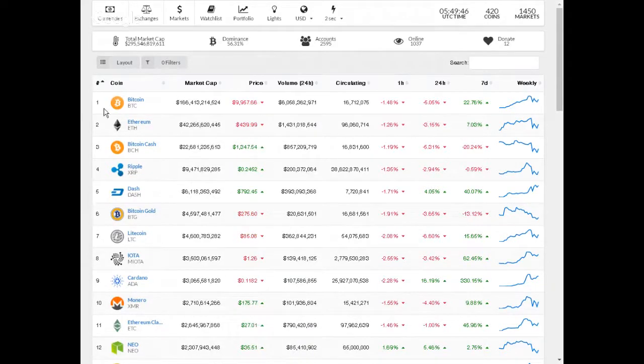Okay, let's take a look at Ethereum. Let's just take a look at the week, at a weekly. Even if we took a weekly period, Bitcoin is up 22%. Dash is up 40%, so that's not bad. That's pretty good. Cardano, I don't know why Cardano is up, but Cardano's up.